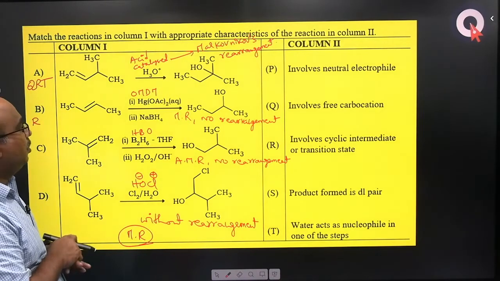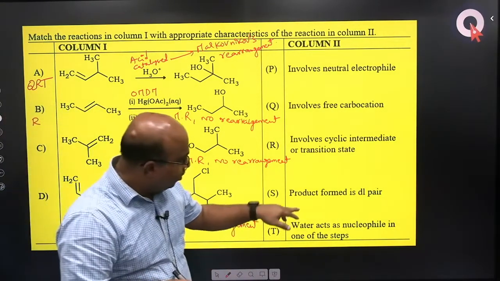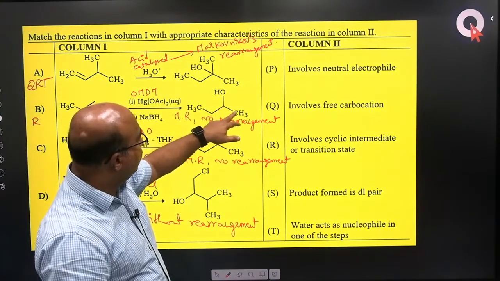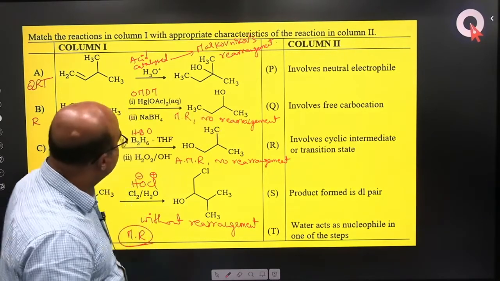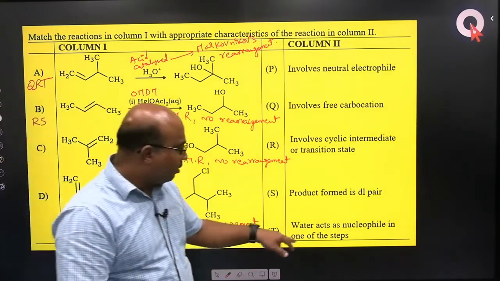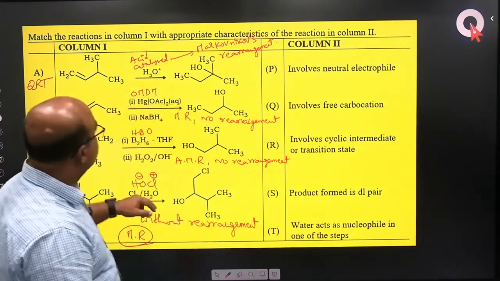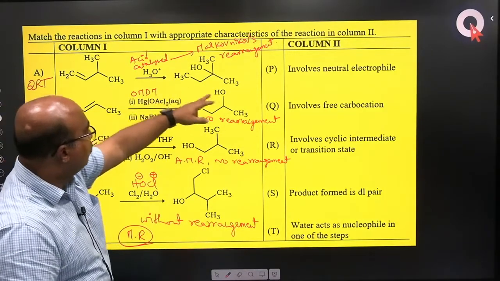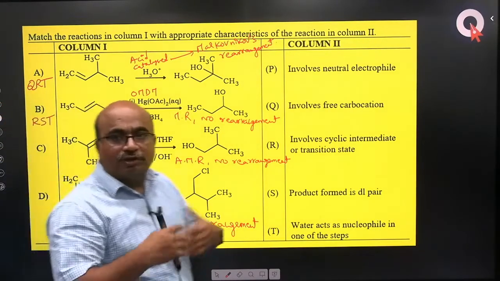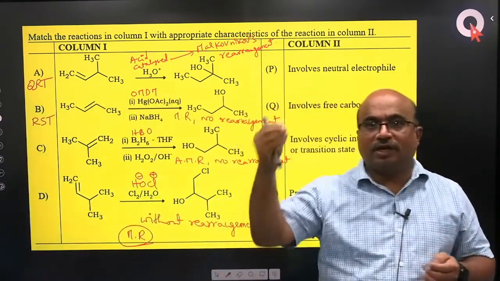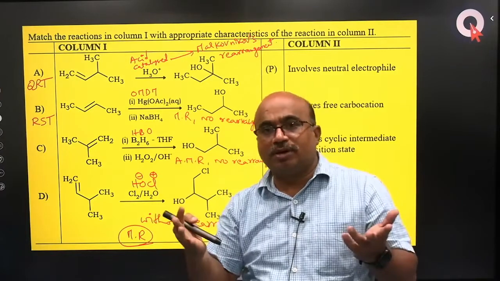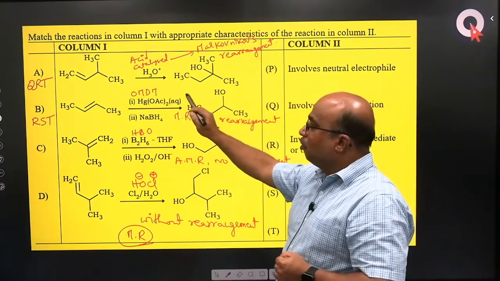Clear? Next, product formed is a DL pair. So this carbon will become a chiral carbon now, because H is there, OH is there, CH3 is there, and ethyl group is there. So this will involve DL pair there. And water acts as a nucleophile in one of the steps. Yes, because here you have water that attacks and converts into OH. So that also exists here. So OMDM process you just go through first. Where water is there, it will attack that cyclic intermediate. Then that carbon will become like OH carbon. So water is your nucleophile in this process.